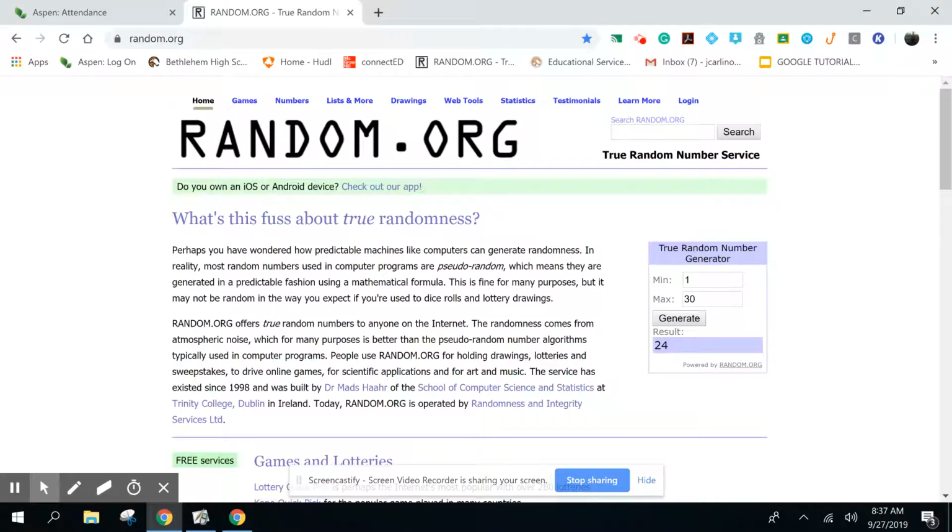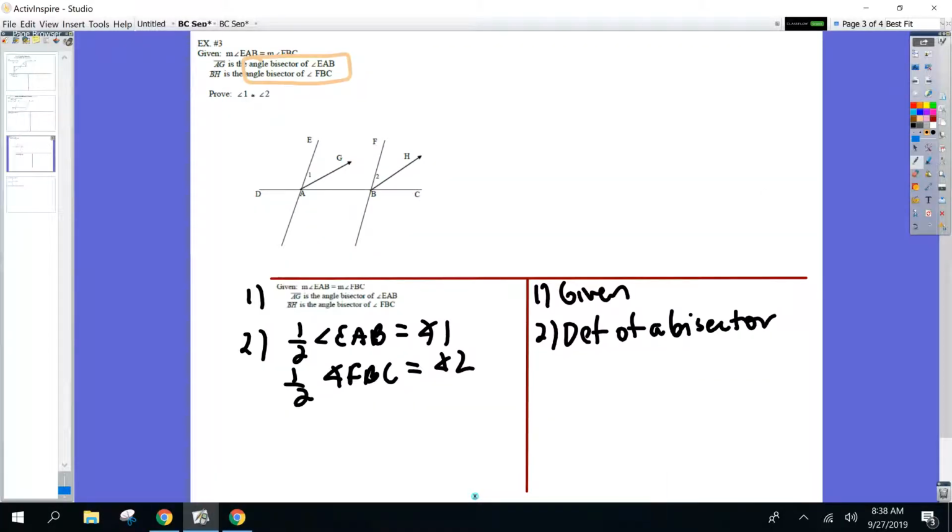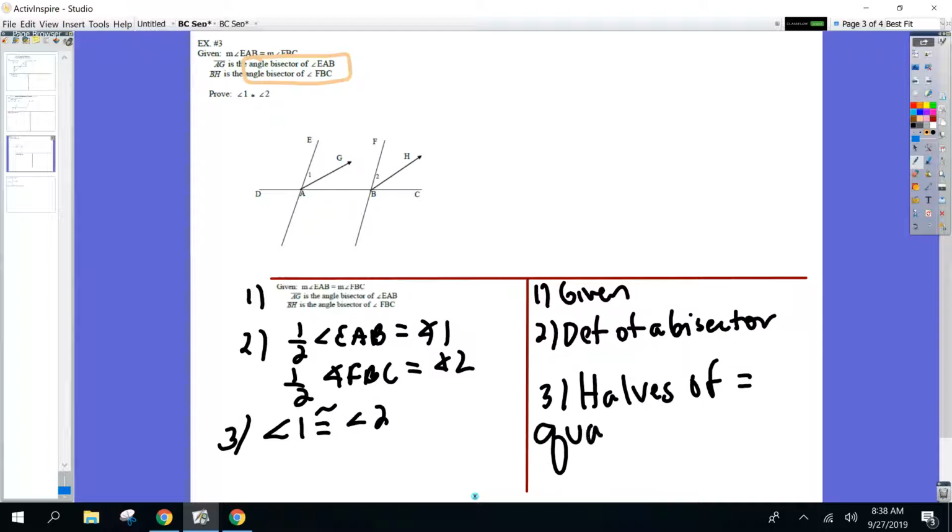24, do we have a 24? Nope. Let's try 9. After this step, what do we have? After we had our have statements. Reason? Okay, just a review one. Everyone all good? Questions there?